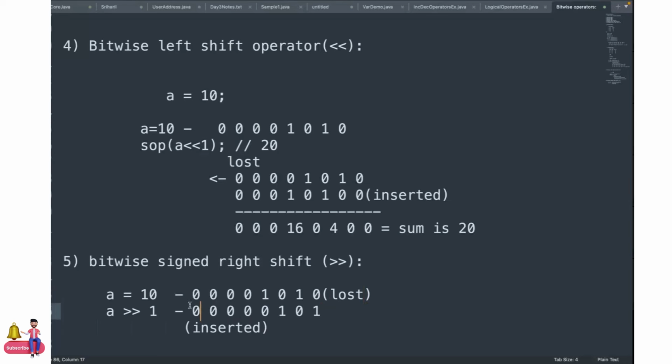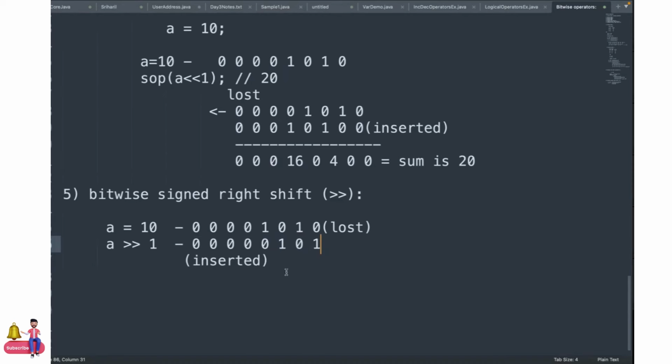Once you move 10 towards the right side by 1, you get this number. If you convert this number into decimal format, you will understand what number we are getting. You should be getting the output as 5. So the output value should be 5.